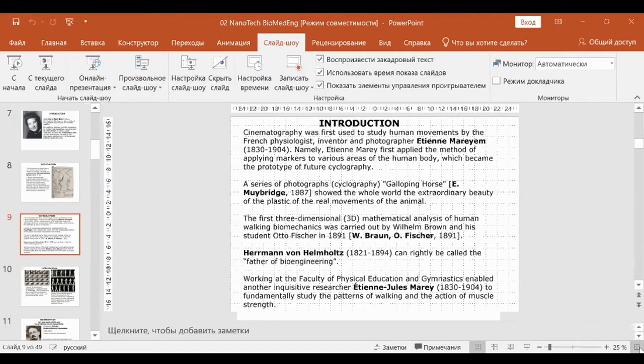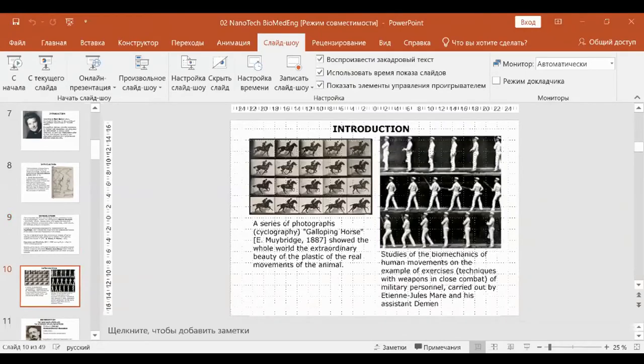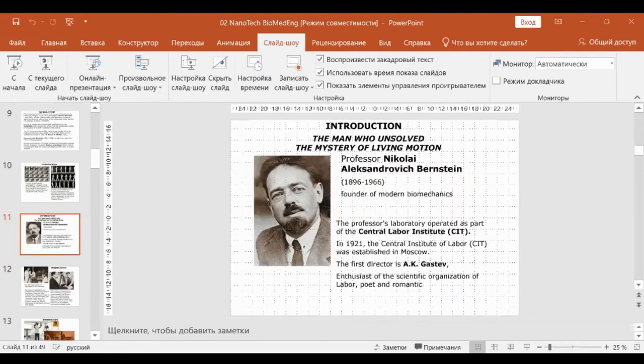The first three-dimensional mathematical analysis of human working biomechanics was carried out by Wilhelm Braune and his student Otto Fischer. Hermann von Helmholtz can rightly be called the father of bioengineering. Working at the Faculty of Physical Education and Gymnastics enabled another researcher, Etienne-Jules Marey, to fundamentally study the patterns of walking and the action of muscle strength. The man who unraveled the mystery of living motion is Professor Nikolai Alexandrovich Bernstein, founder of modern biomechanics.